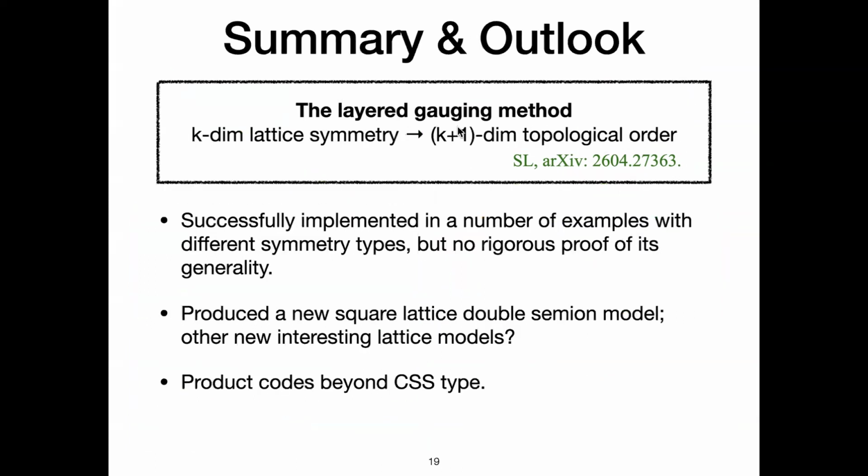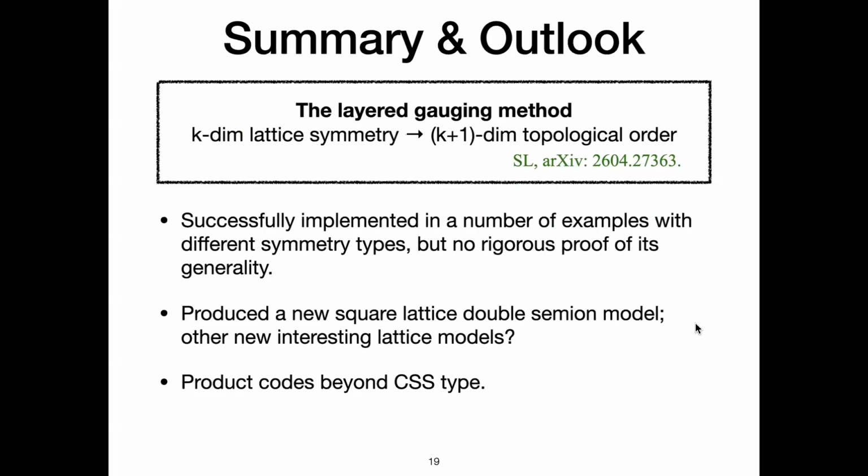Okay, so let me summarize. In this talk, I introduced the so-called layer gauging method, which is a method to generate k plus one dimensional topological order from k-dimensional lattice symmetry. I have successfully implemented this method in a number of examples with different types of symmetries. That's why I conjecture it's a very general method. But unfortunately, I don't have a rigorous proof of its generality, and this is something that should be tried in the future.